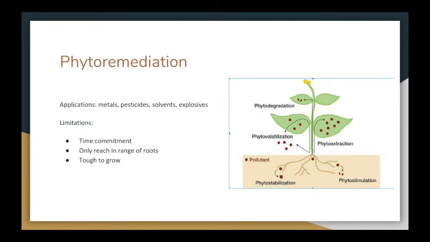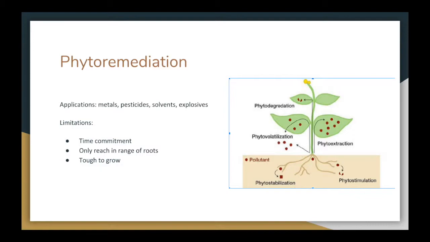Phytoremediation is the in situ process of using living plants and trees in order to assist in the breaking down of contaminants in soil and groundwater. This process has been used throughout the world in order to remove metals, pesticides, solvents, explosives, and crude oil from soil and groundwater. This process, although low cost and environmentally friendly, does have several downsides that may deter people from using it.